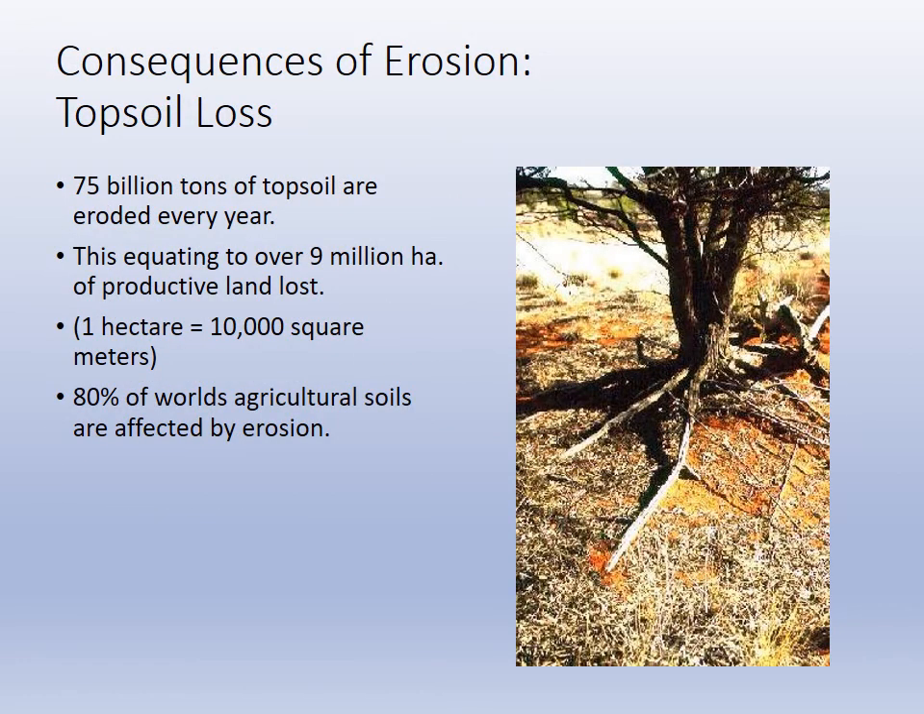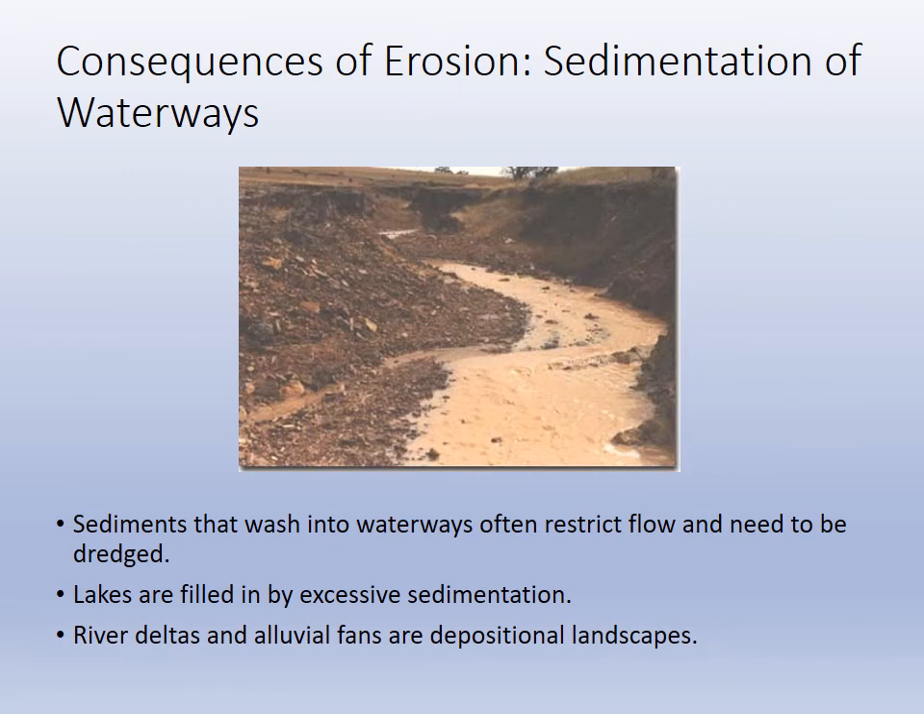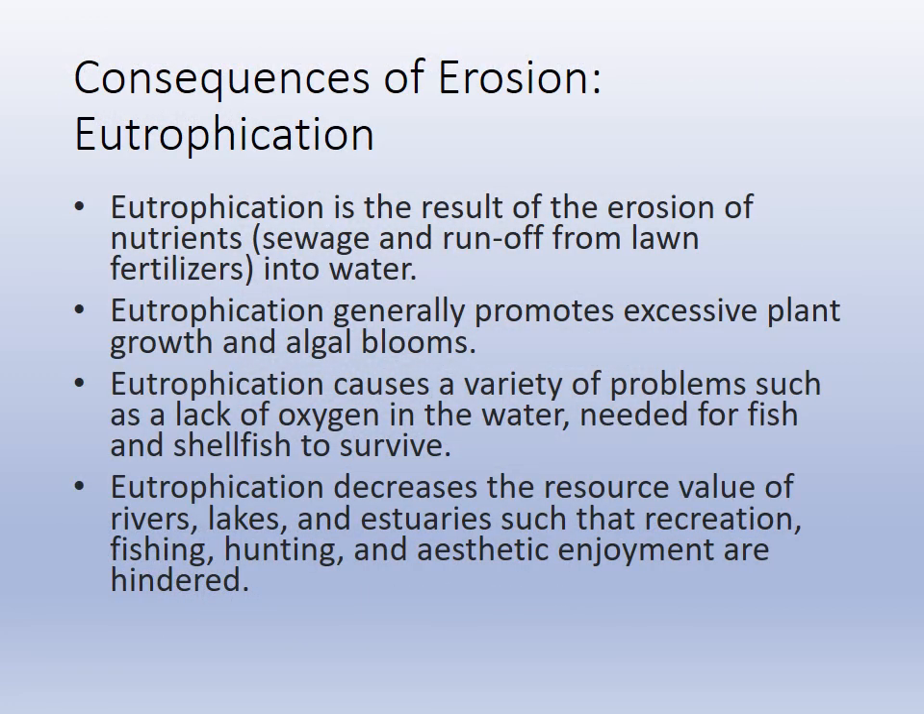The image below shows exposed roots, soil erosion. 80% of our world's agricultural soils are negatively affected by erosion. And sedimentation clogs our waterways. Eutrophication, which is the buildup of nutrients due to erosion, also clogs up our waterways. The consequences of eutrophication are explosive algal blooms. This algae dies, causing anoxic conditions, killing off wildlife and stagnating the water.